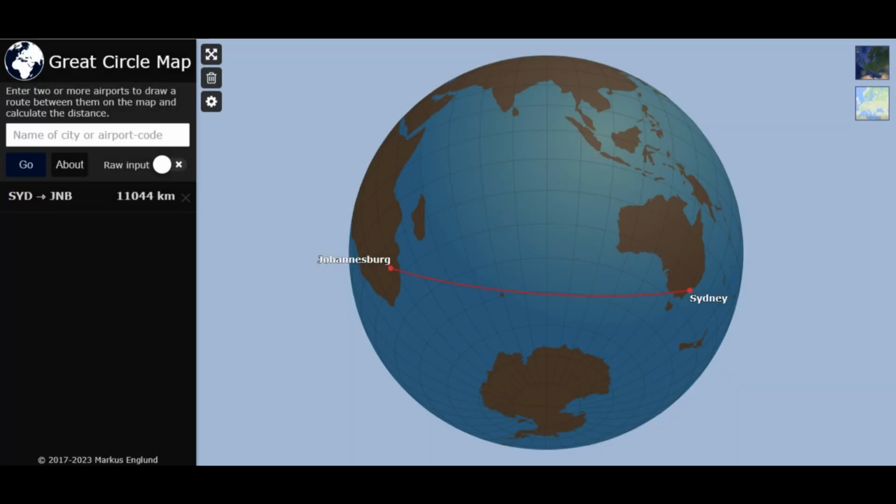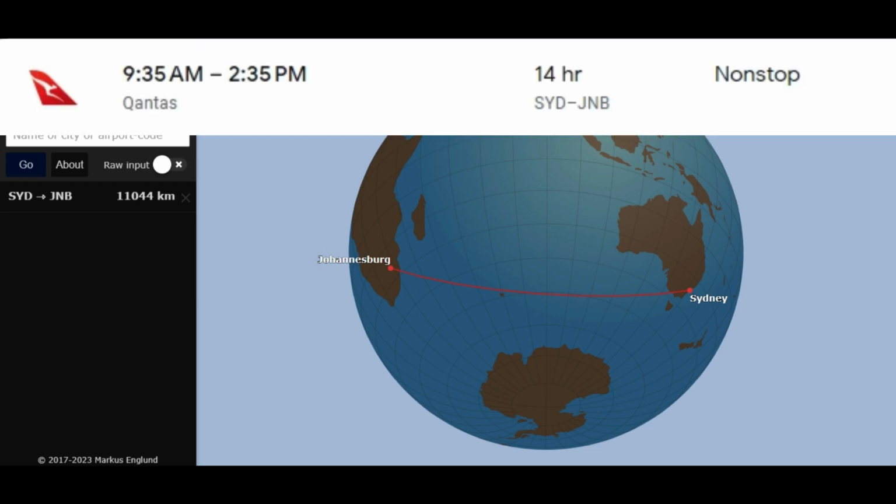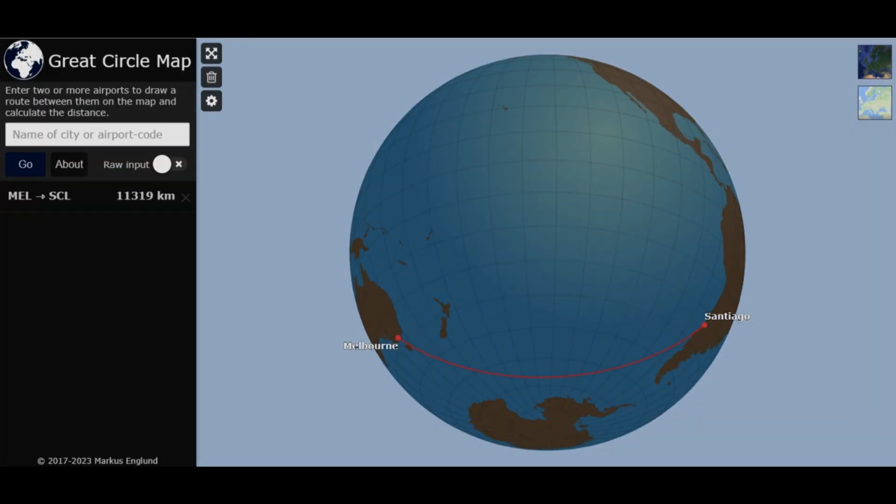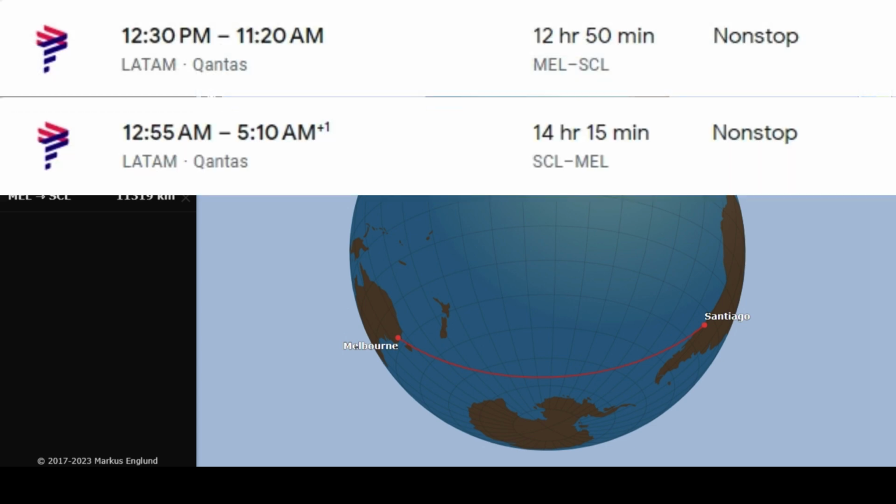So let's look at some other flights. We'll pick some long east to west ones, this time in the southern hemisphere. And we'll pick our favourite, Sydney to Johannesburg, about 11,000 kilometres. It's about 14 hours in one direction, about 12 hours in the other, average speed of about 860 kilometres an hour. Now, the recently reintroduced Melbourne to Santiago, Chile, 11,300 kilometres, about 13 hours one way and about 14 hours the other, resulting in about 840 kilometres an hour average speed.